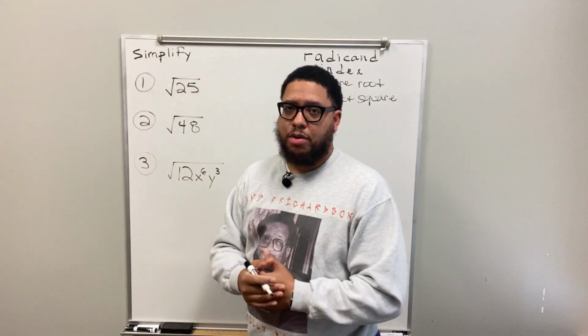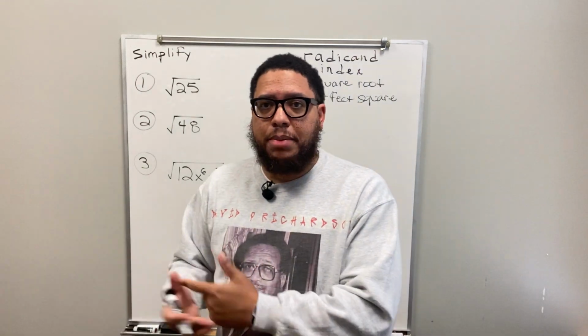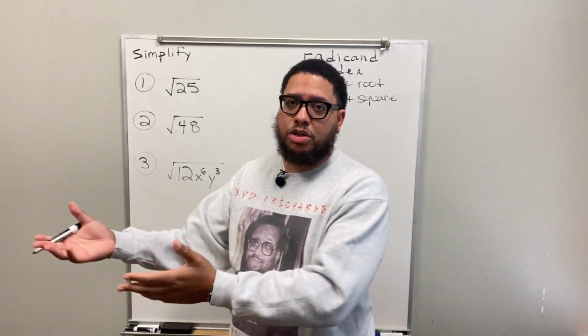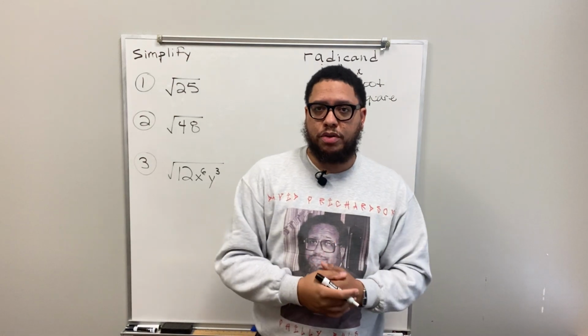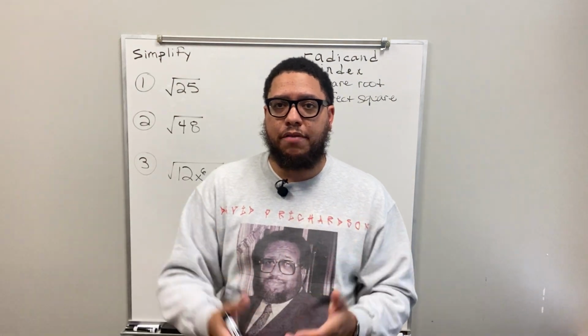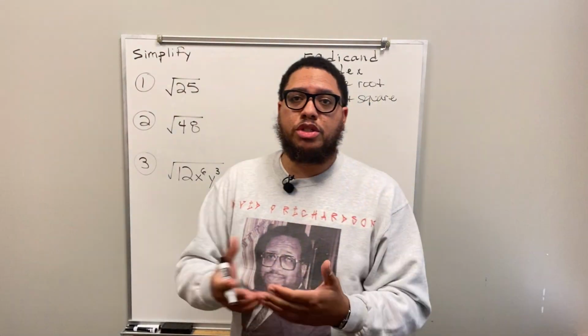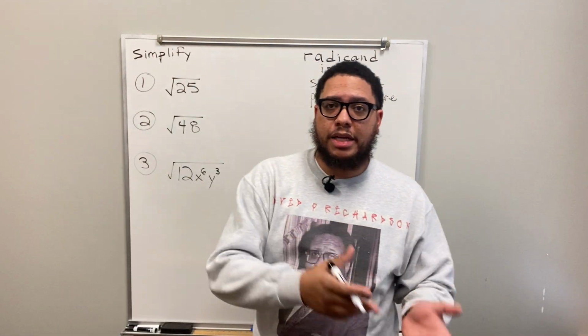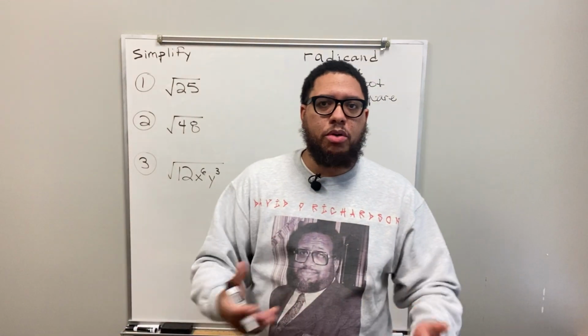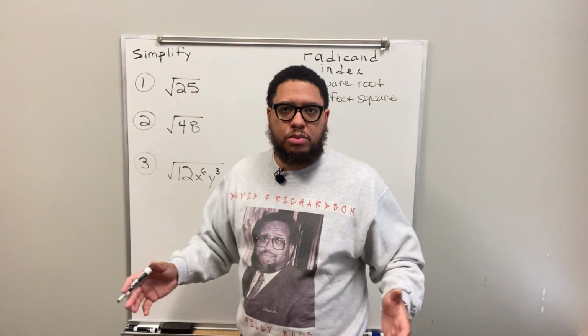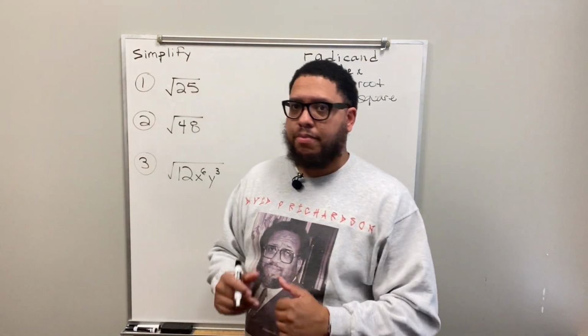So let's think of some other perfect squares. 36 is a perfect square because 6 times 6 equals 36. 49 is a perfect square because 7 times 7 equals 49. 100 is a perfect square because 10 times 10 equals 100. Notice how I'm only dealing with whole numbers. No decimals, no fractions, none of that, right?